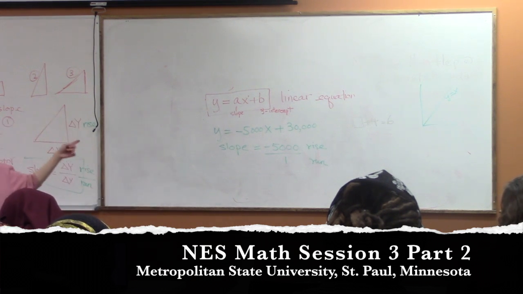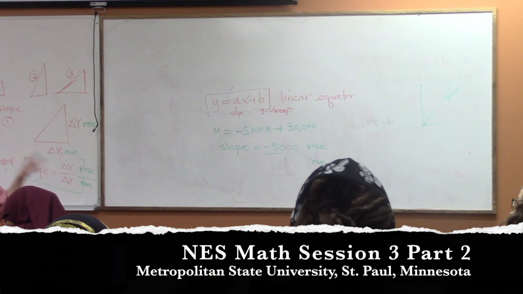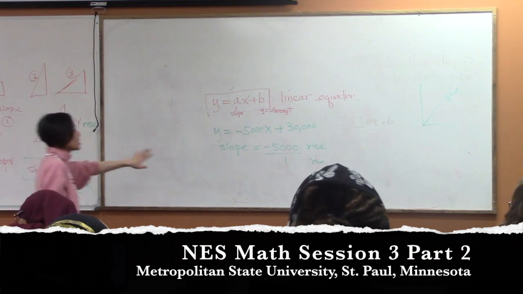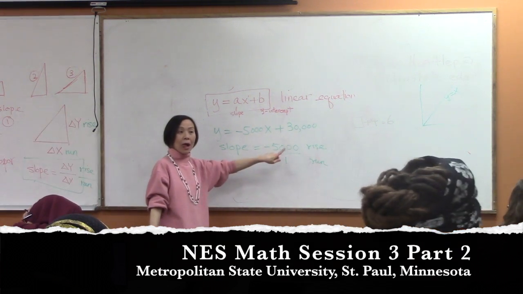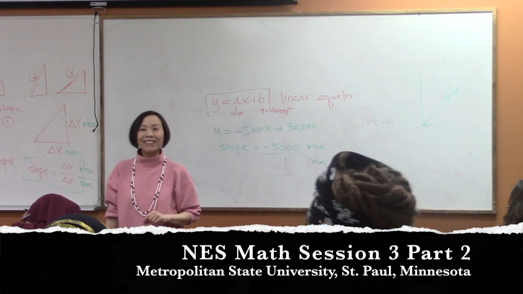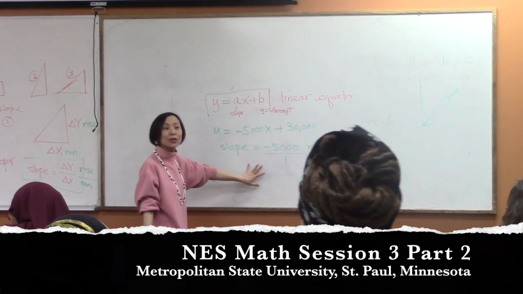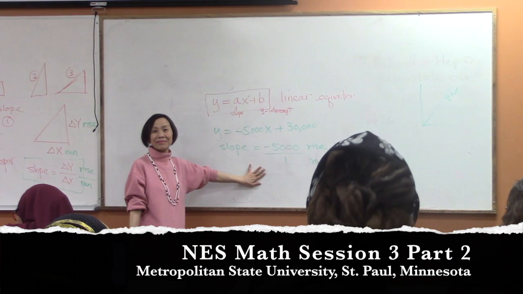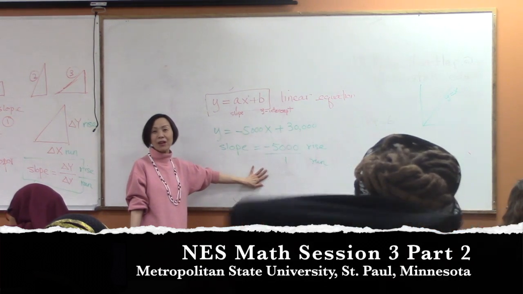So could somebody tell me, what is that actually saying? That per year it decreases by 5,000. Very good, right? The value decreased by 5,000.